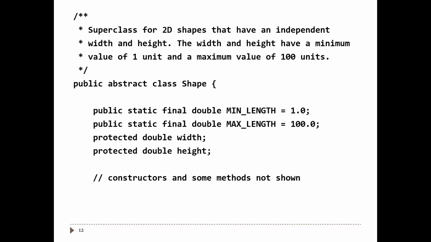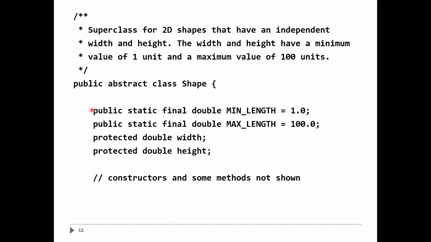The description of the shape class reads, it's the superclass for 2D shapes that have an independent width and height, right? So that word independent is important. The width and the height have a minimum value of 1 and a maximum value of 100, right? So in other words, the invariant of the shape class is that its dimensions are always between 1 and 100 units. Right? To create an abstract class, you simply use the keyword abstract, right? And that makes the class abstract. So in other words, you cannot make a shape object directly.